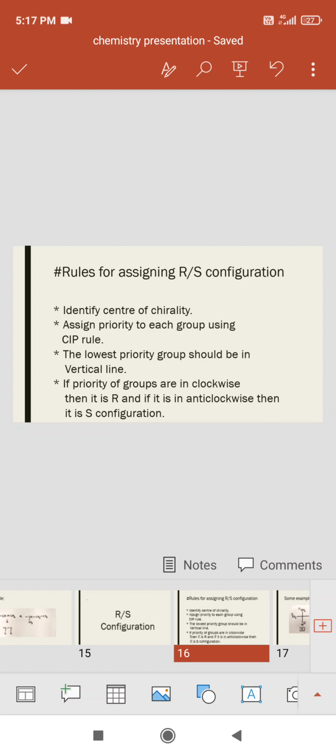If the least priority group lies on the horizontal line, then we have to reverse the configuration. If the least priority group lies on the horizontal line and the configuration of the group is R, then we have to reverse it. It will become S because the least priority group lies on the horizontal line. And the next point is, if priority groups are in clockwise, then it is R configuration, and if it is in anti-clockwise, then it is S configuration.